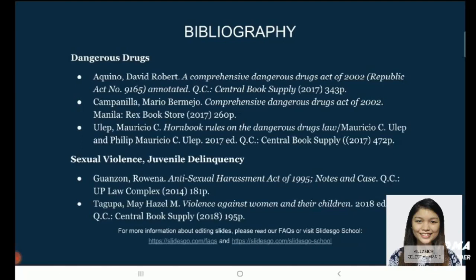So for other sources or sources for legal citations and manuals, these are the following manuals as a guide in citing Philippine legal information.